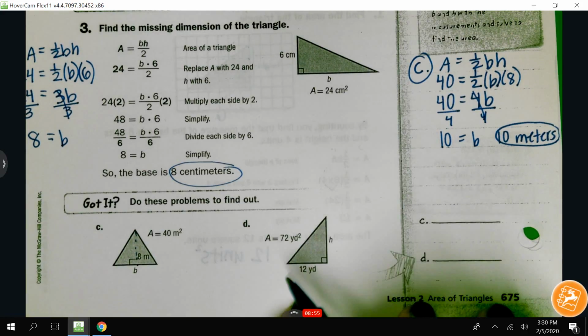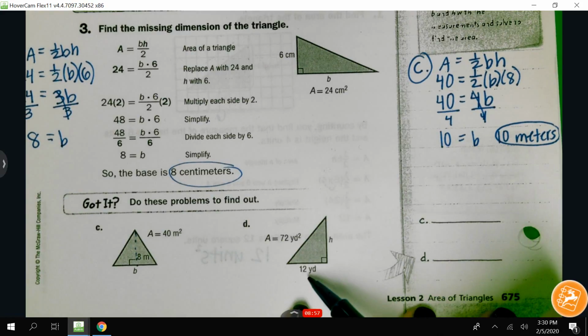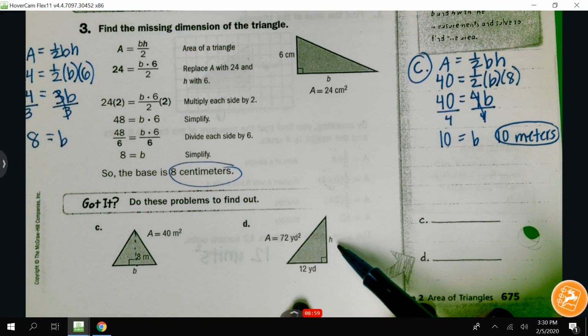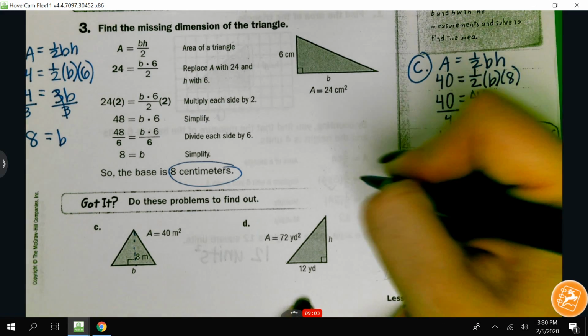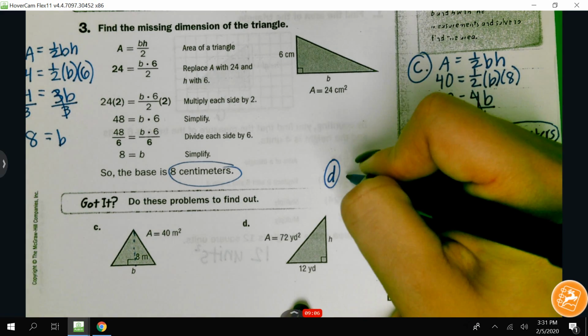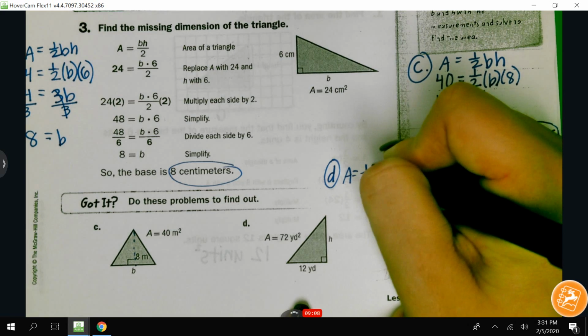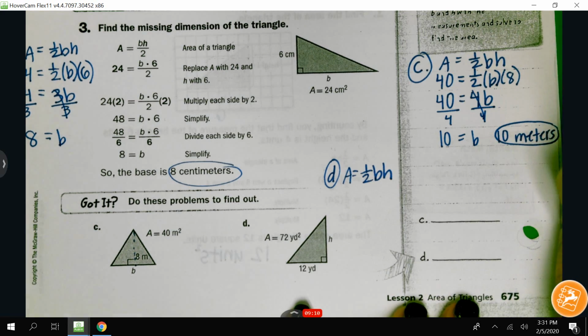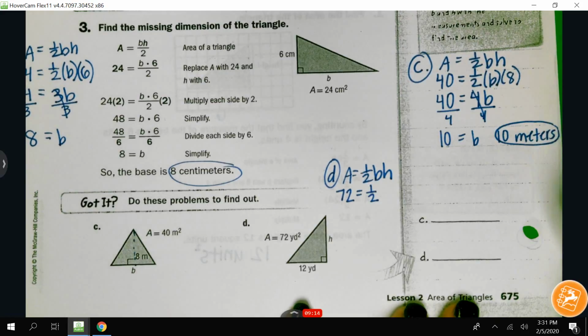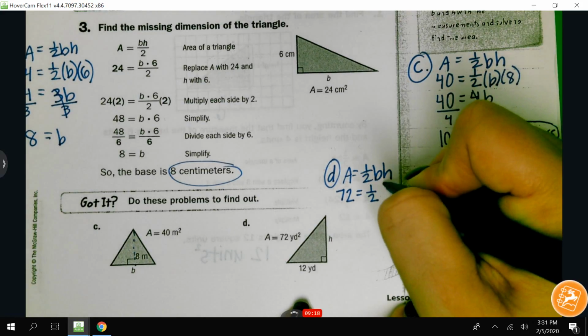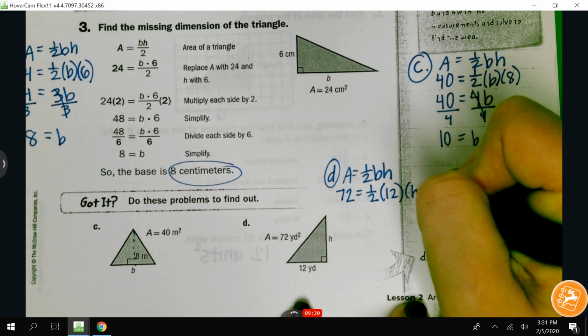Alright, example D. I have an area of 72, I have a base of 12, and I have a height of H. So, let's see, I can probably do this one right here. A equals 1/2 base times height. Again, A I know is 72, so I'm plugging in 72 for A. 1/2 stays there. My base is 12. And then my height I don't know.